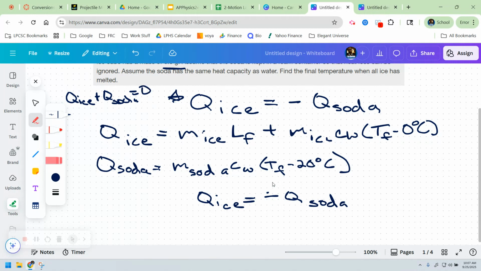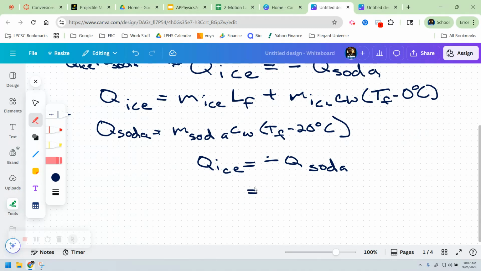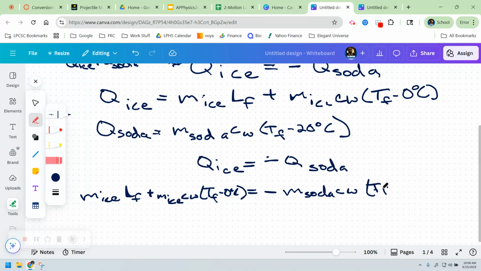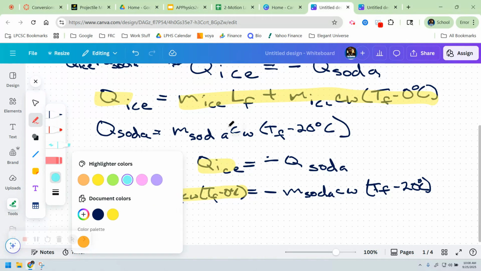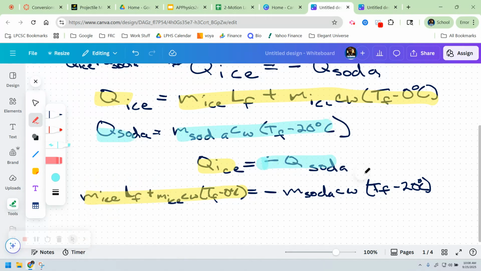So then if you do a little algebra, you get this. So now I'm going to plug all this stuff in. Over here on this side of the equal sign, I'm going to plug in the mass of the ice times the latent heat of freezing plus the mass of the ice times the specific heat times T final minus 0 degrees Celsius. And that should be equal to the negative of the mass of the soda times the specific heat times the change in temperature. Okay, so the only thing I'm doing is this is this, which is this, and I'm plugging that in here. Then over here, I'm saying that the heat of the soda is this. I have the negation of that, so that's how I get this.